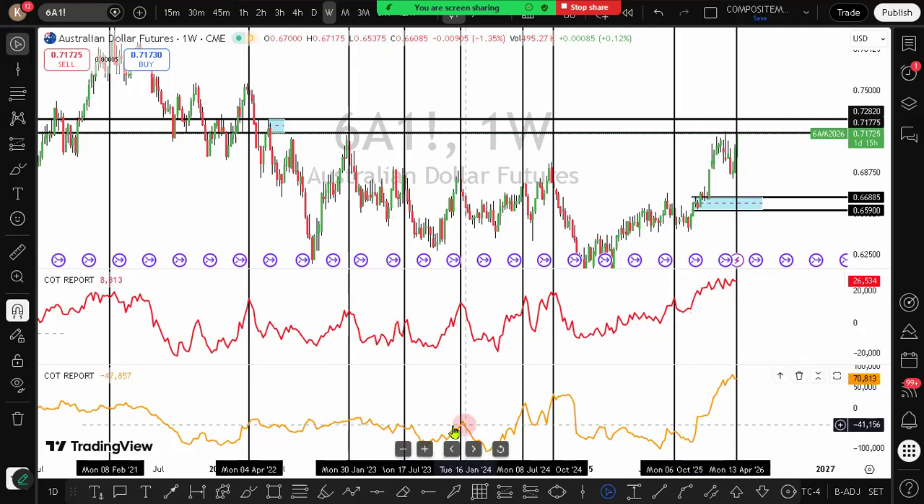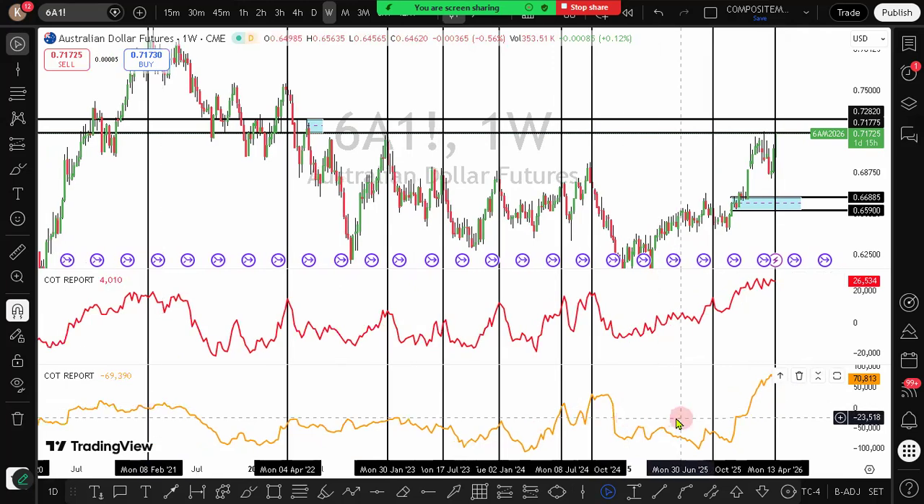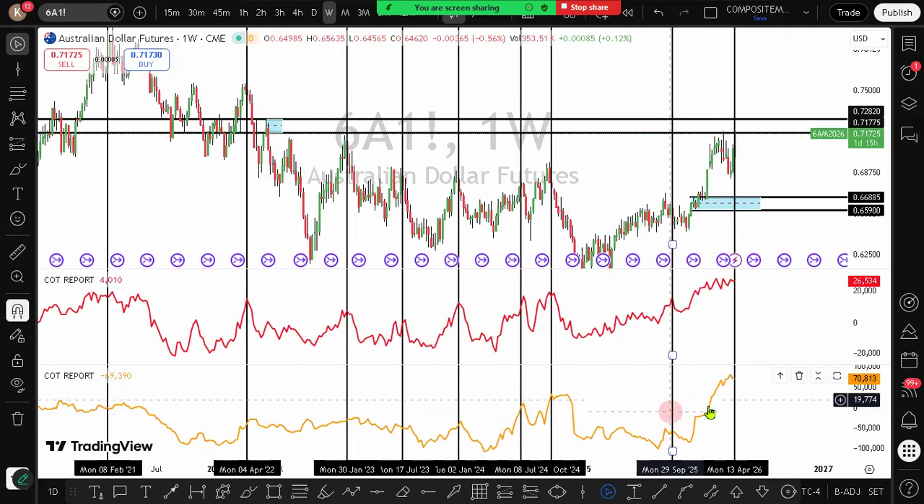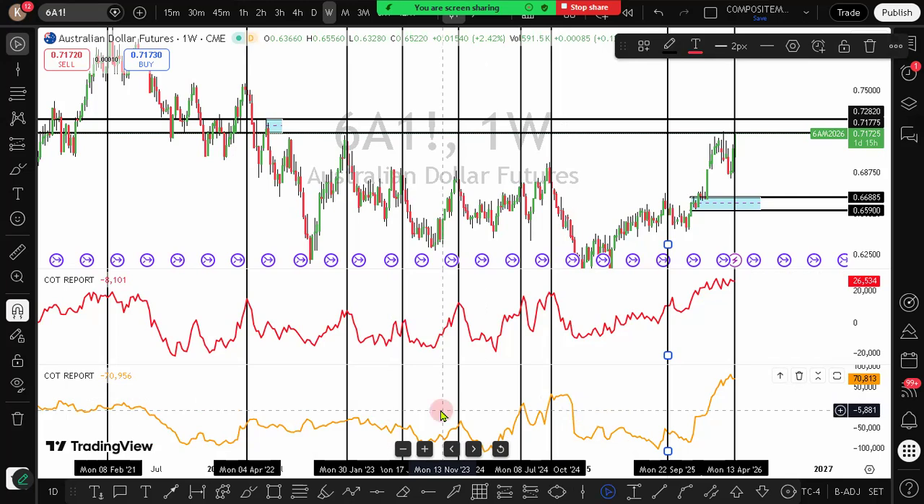Then here at the bottom, we are looking at the fund managers. Fund managers are the non-commercials. This time, you see they get more bullish, and when they get more bullish, you get the reversal. Fund managers are a little bit different. We call them the trend drivers. They follow the trend, so you can call them trend followers, and also trend drivers.